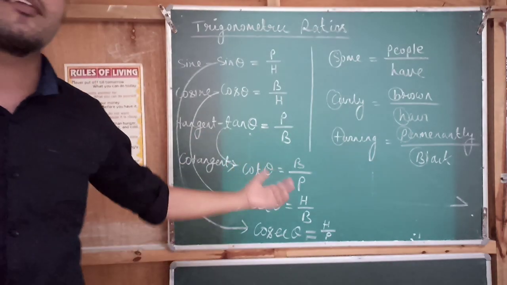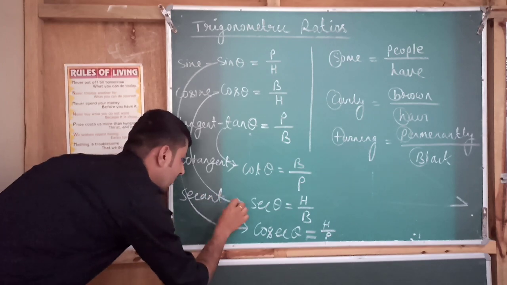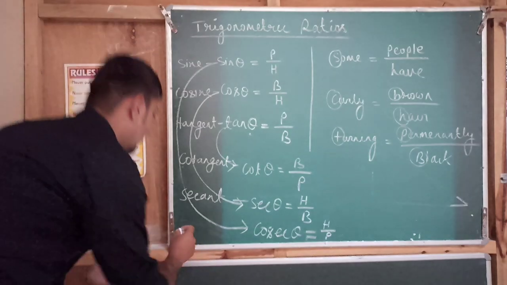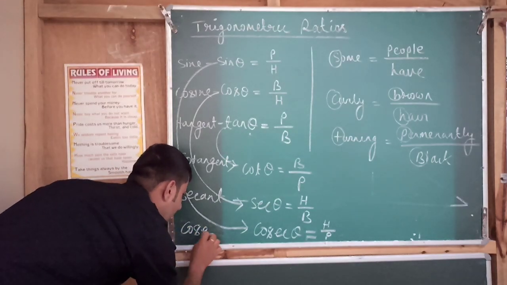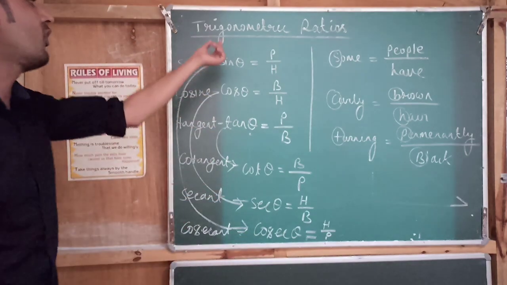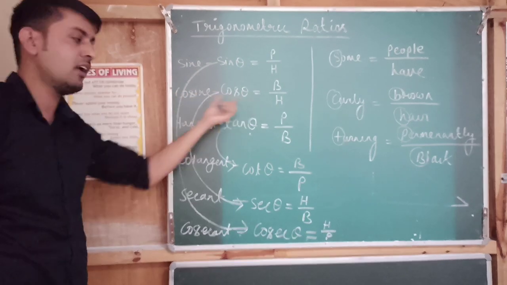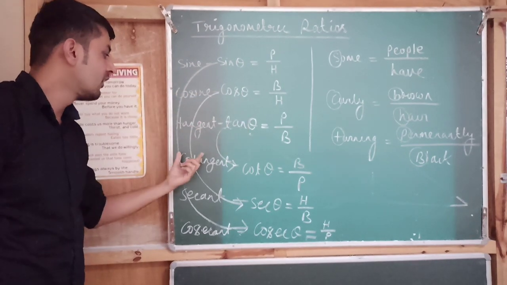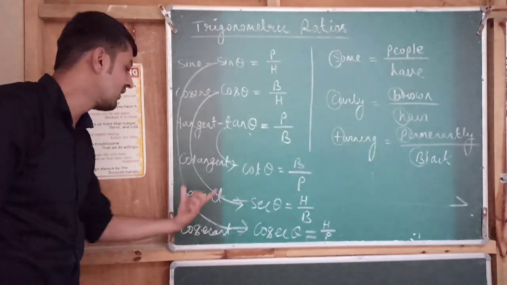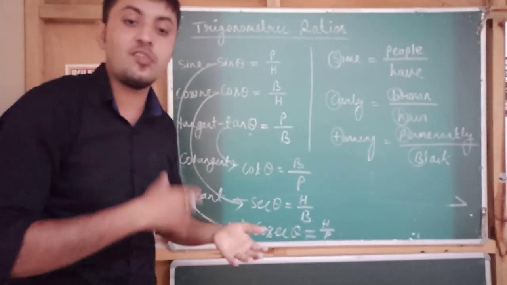Now sec means secant. And finally, cosec means cosecant. It has been derived from the word cosecant. So whenever you say sin theta, this means sine of theta, this means cosine of theta, this means tangent of theta, this means cotangent of theta, this means secant of theta, this means cosecant of theta. I hope this trigonometric ratio is okay for you.